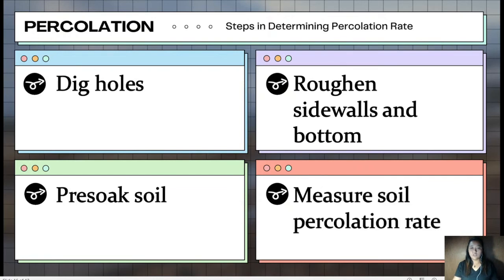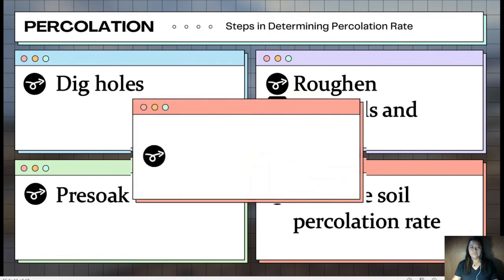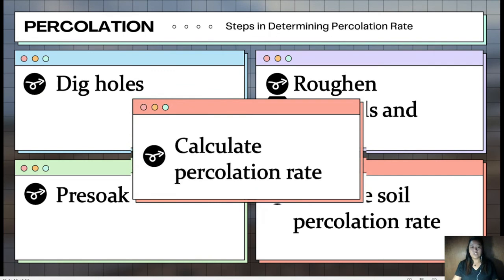The next is to measure the soil percolation rate. Measure the percolation rate the day after the saturation process. Record the readings on paper and store them with the on-site system records. And the last is to calculate the percolation rate. The percolation rate is the average time in minutes required for water to fall 1 inch. Record the percolation test data from each hole. Divide the number of minutes elapsed by the drop in inches.